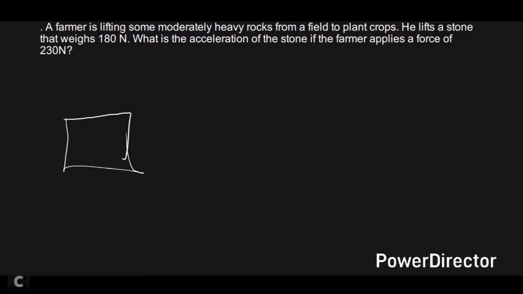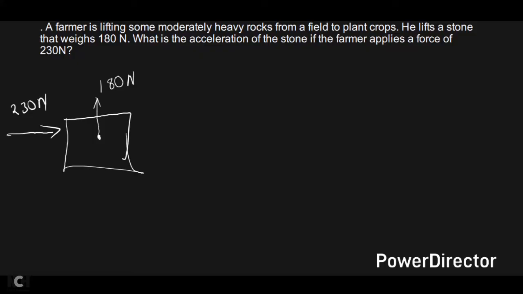So this stone is weighing 180, right? That's what this stone is weighing, 180 newtons. So they're saying that he's trying to push this stone by the force of 230. They're asking what the acceleration of the stone is if the farmer applies the force of 230 there.